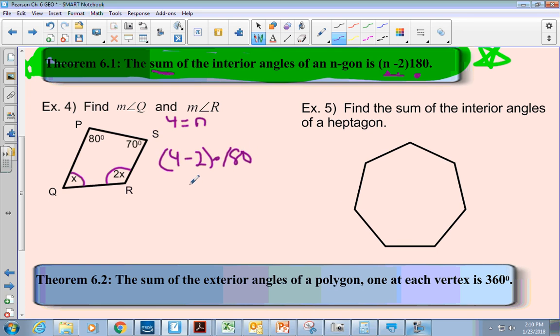4 minus 2. Oh my goodness, too difficult for our brains, right? 6. 4 minus 2 is 2. Good job. And then 2 times 180.